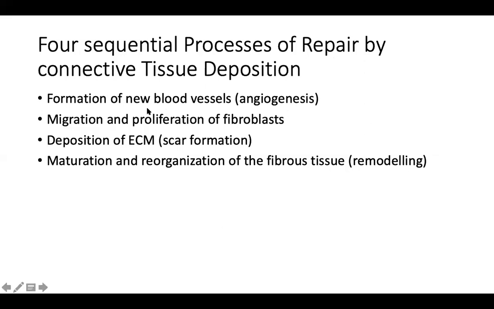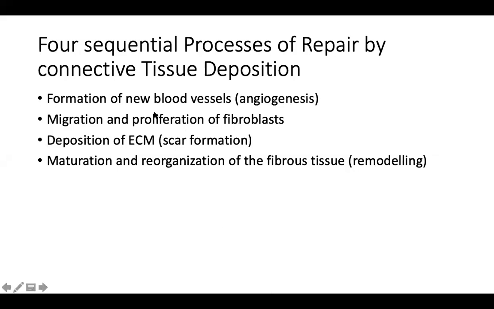So during this first stage of connective tissue deposition, and when we are talking about connective tissue, we are talking about scar deposition, because connective tissue is what forms the scar. And the next step after formation of blood vessels is migration and proliferation of fibroblasts. Remember, we said fibroblasts are cells that are going to generate the fibrous tissue.